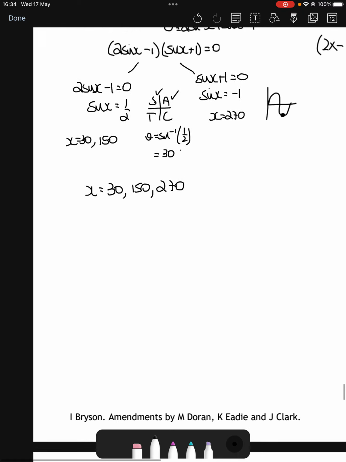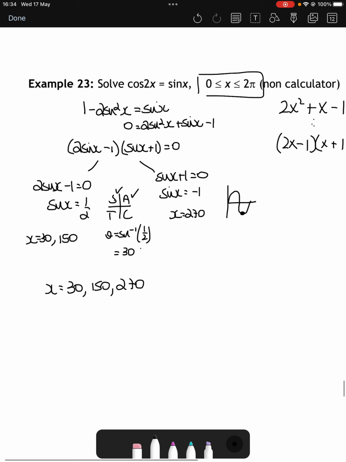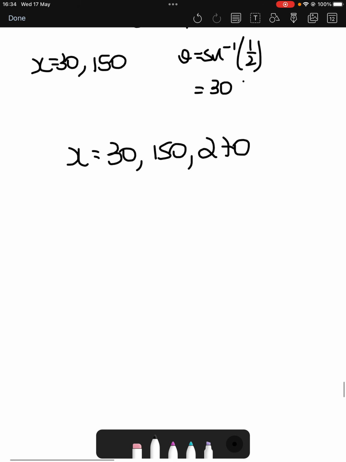This one is in radians, so we need to put it back. So pi over 6, that's 5 times it, so 5 pi over 6. And what is 270? It is 3 pi over 2.